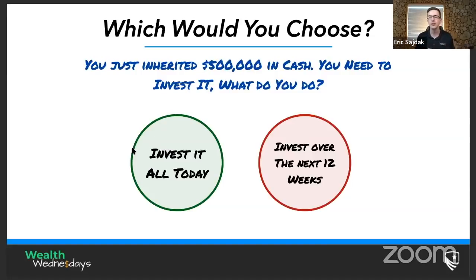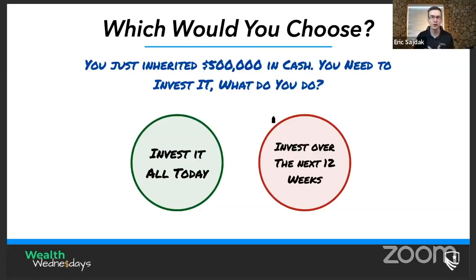Okay, so you just inherited, let's say, $500,000 in cash. Again, the amount does not matter here. You need to invest it. Let's think about right now's environment, and we're investing in stocks, let's say. So we're in this Ukraine-Russia kind of mess right now. That's very unfortunate. We've seen financial markets be a little bit more volatile because of this. You have $500,000 that you want to invest that's sitting in cash. Would you invest it all today over here? Or would you choose to invest it over the next 12 weeks?